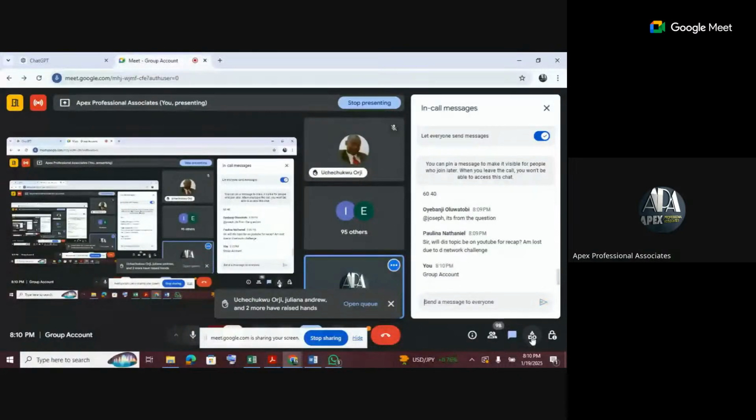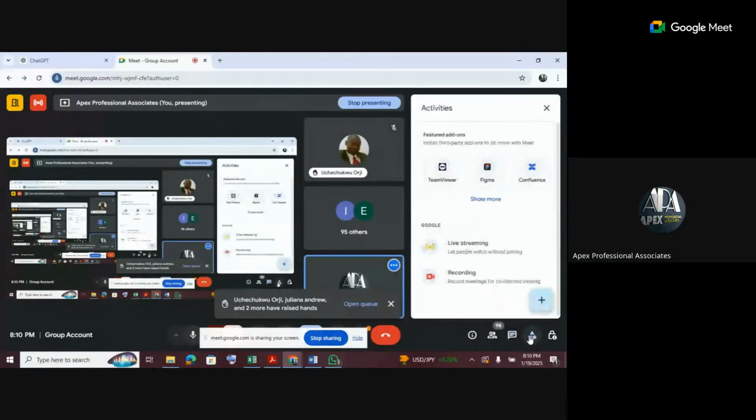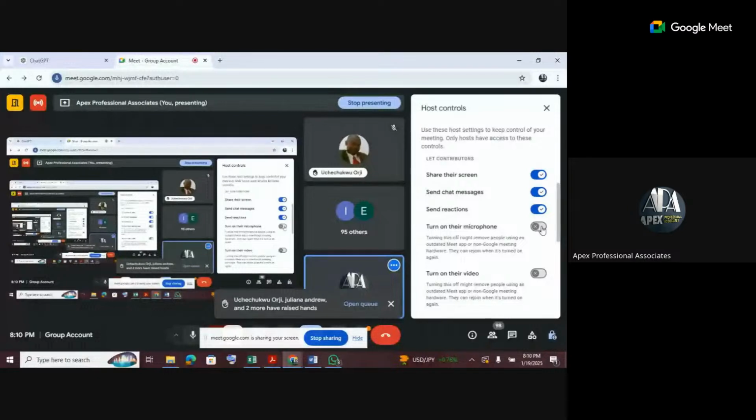So I'm going to turn on the mic. You can raise your hand if you have any concern so far. I want to progress in the net asset list. We've been able to look at the group structure.